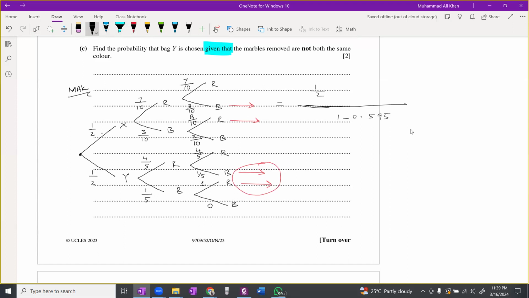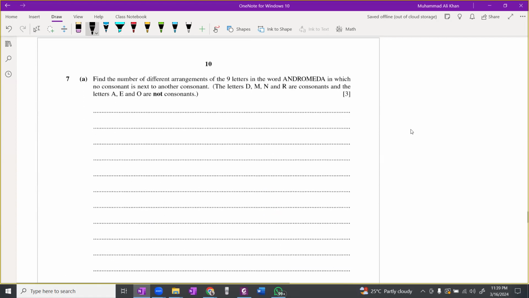बैग वाई चूज किया हाफ, देन रेड 4/5, देन ब्लू 1/5 प्लस अगेन बैग वाई चूज किया 1/2 मल्टीप्लाई बाय ब्लू चूज किया 1/5, रेड चूज किया 1. So according to this, by using our calculator, the final result is 0.444. This is the probability question, and the last part is conditional probability question. Hopefully it is clear. Now, we are moving further.